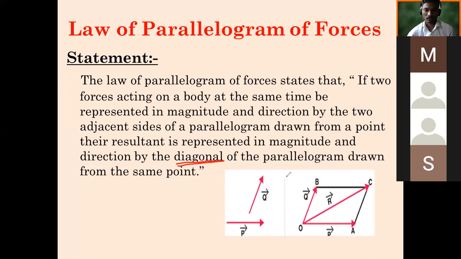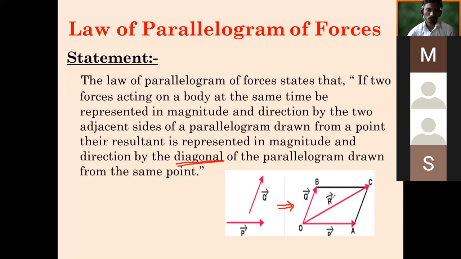Then in the second diagram, what is shown? These two forces are represented by red colored lines. Are you observing the red colored lines, which are adjacent sides of a parallelogram? Then by the black colored lines, this parallelogram is completed, and one diagonal is drawn, which shows the resultant. Are you observing it like this?